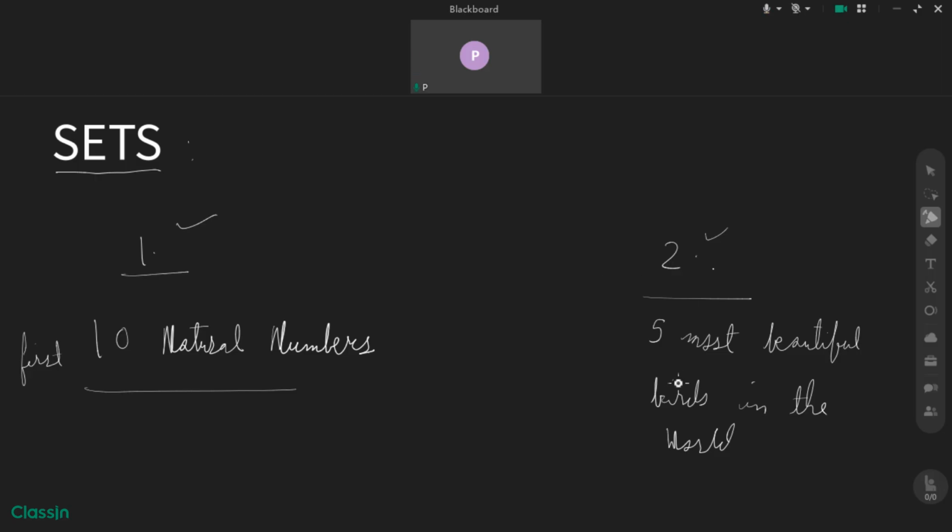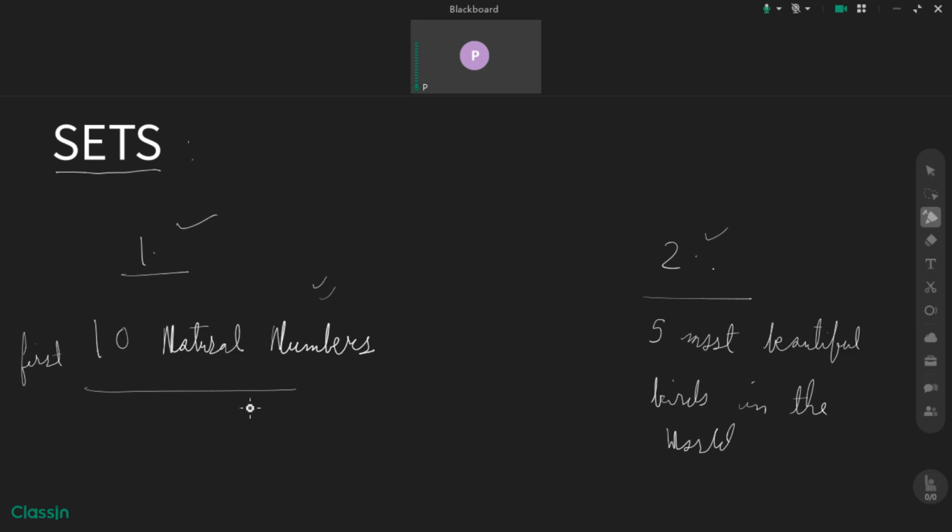Now if we ask any two persons in the world what the first 10 natural numbers are, we'll see that every person will say the first 10 natural numbers are 1, 2, 3, 4, 5, 6 up to 10. And we'll see that between any two persons, there will be no contradiction that the first 10 natural numbers are from 1 to 10.